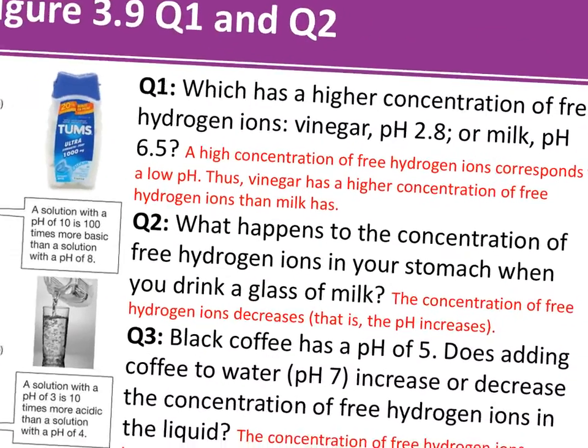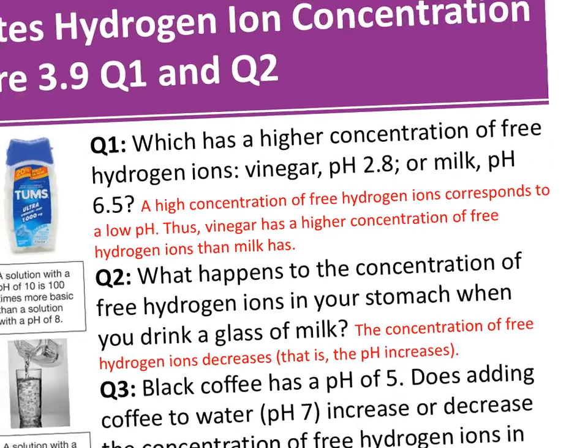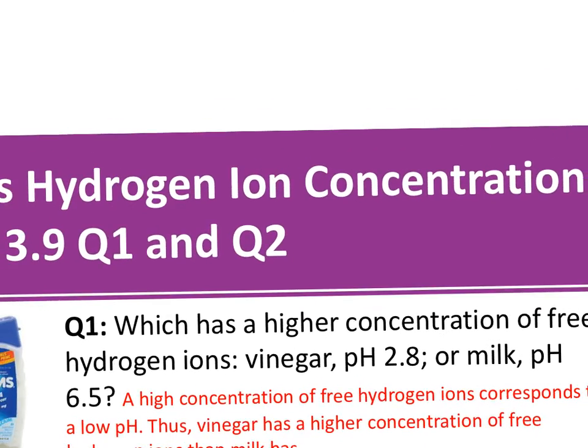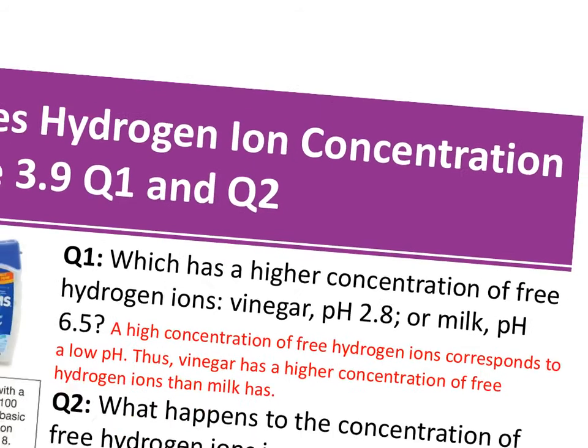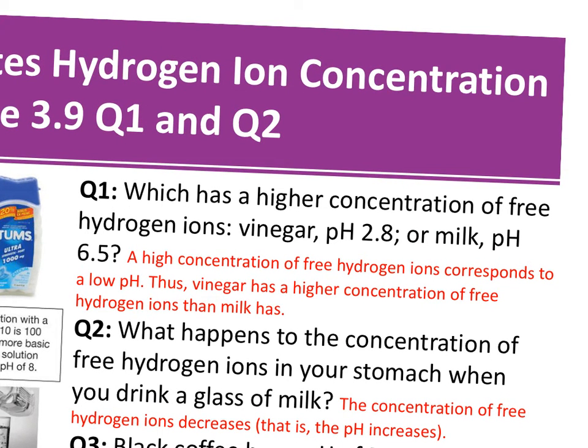So, which has a higher concentration of free hydrogen ions? Vinegar has 2.8, milk 6.5. So if you have a lower pH, that means you have more hydrogen ions. You're getting into the acidic part of the spectrum.